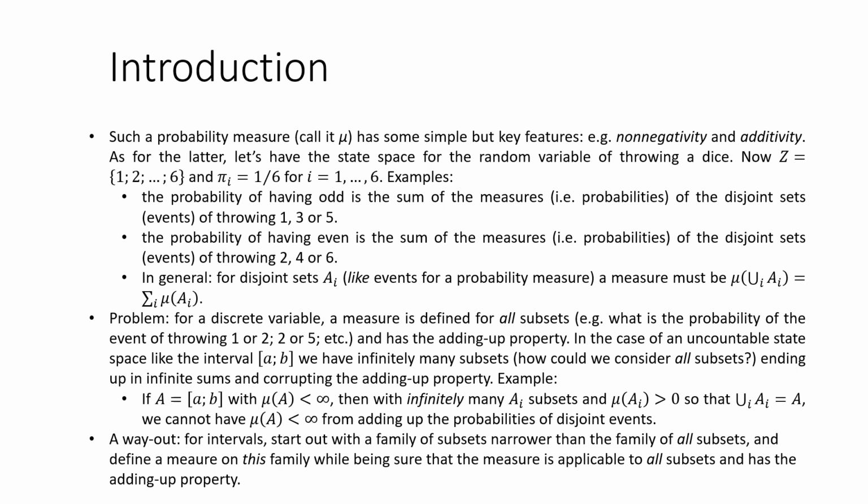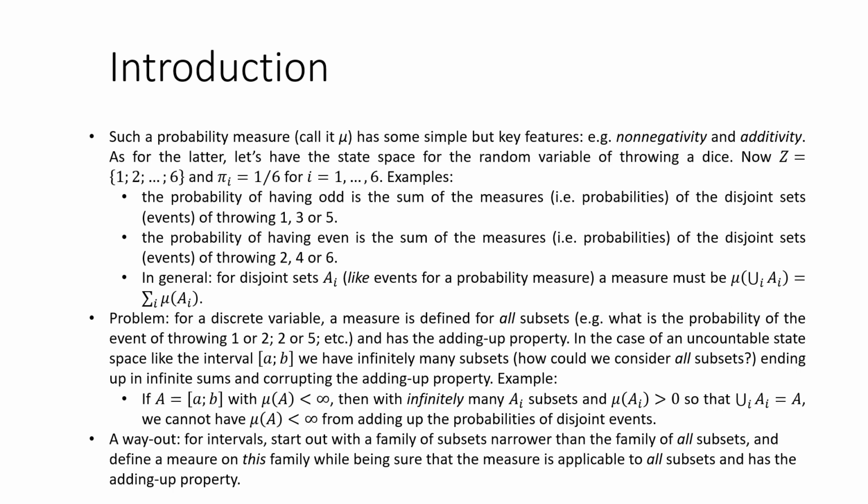The probability of having odd is the sum of the measures or the probabilities of the disjunct sets of throwing 1, 3, or 5. Altogether, this is 0.5. The probability of having even is also 0.5. We need to add up the probabilities of throwing 2, 4, or 6. Please be aware of the fact that there is a special emphasis on disjunct sets. So we cannot throw 1 and 3 or 3 and 5 at the same time.